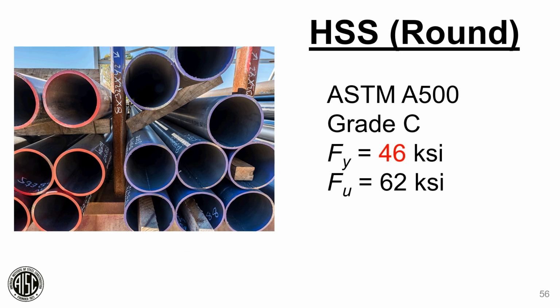I also thought it significant to point out that HSS rounds, if they are A500 grade C, have a slightly lower yield. They have 46 KSI for the yield. So keep that in mind. Rounds have a slightly lower yield than the rectangular. They're 46 KSI.